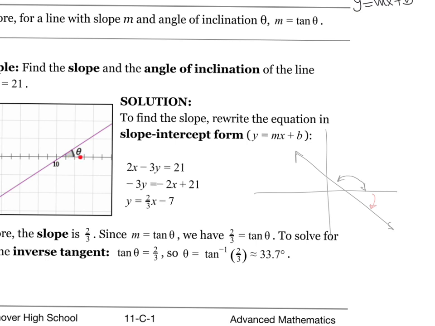And if that's the case, you just leave it. That's the angle. If you do the inverse tangent, you get an angle and say, that's my angle of inclination. If you do the inverse tangent and you get a negative angle, you have to do a little bit of arithmetic to get this angle.